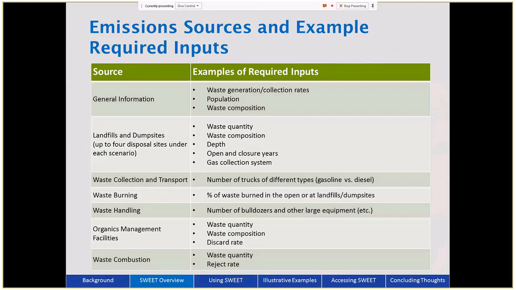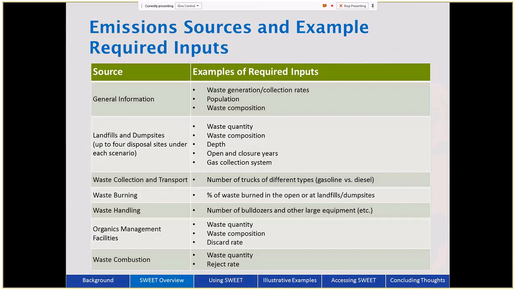For landfills and dump sites, and this tool can handle up to 4 disposal sites under each scenario, some of the examples of required inputs include the amount of waste going to each disposal site, the composition of the waste going to the landfill, the depth of the landfill or dump site, when the site opened and closed or is expected to close, and whether there's a gas collection system in place.